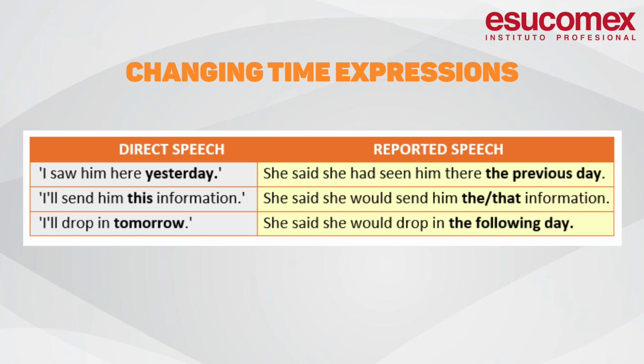In direct speech, the sentence, "I'll send him this information," changes to, she said she would send him the or that information. In reported speech, the word this can change to the or that. Finally, the sentence, "I'll drop in tomorrow," in direct speech changes to, she said she would drop in the following day. In reported speech, we must report the word tomorrow as the following day.